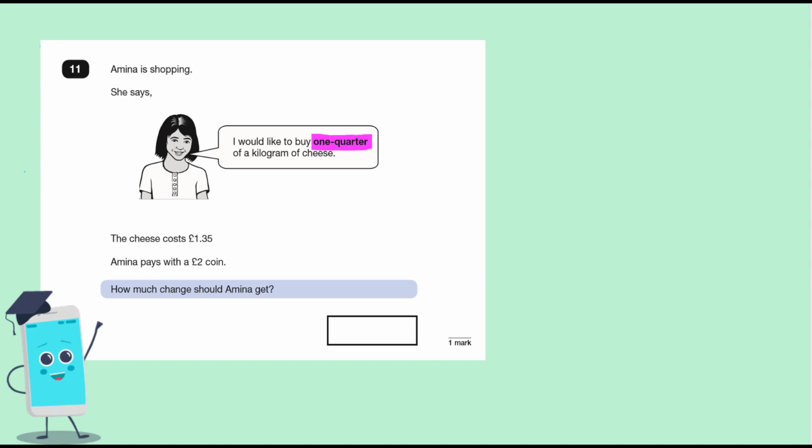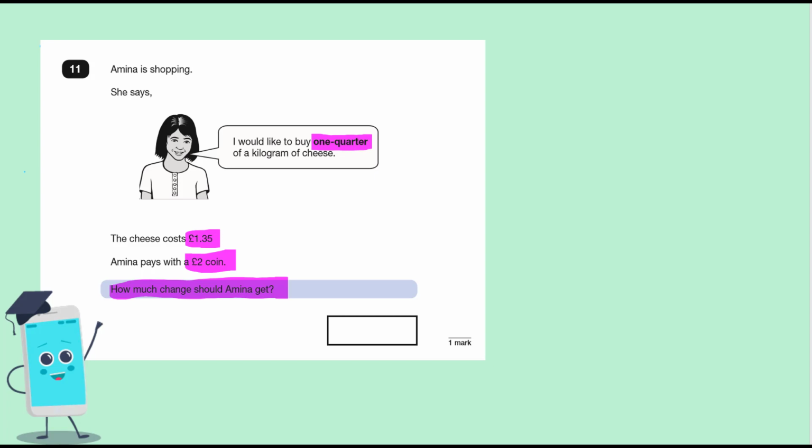Now, of all of our strategies, reading the problem is always first and then underlining any important bits. So let's look at the actual question. How much change should Amina get? So change means what does she receive back after she's paid for the cheese? So we need to know how much the cheese cost, and we need to know how much money she gave. So we've got our important bits of information, we've underlined them. We're making sure that we're answering the question of how much change. So we would now need to do our working out.